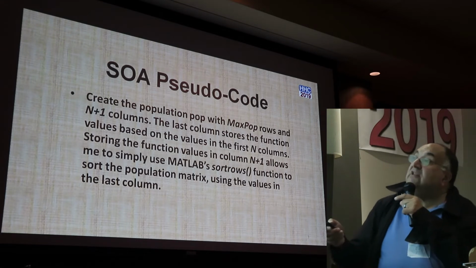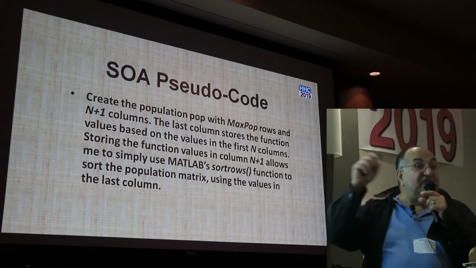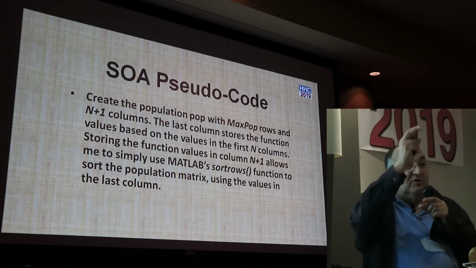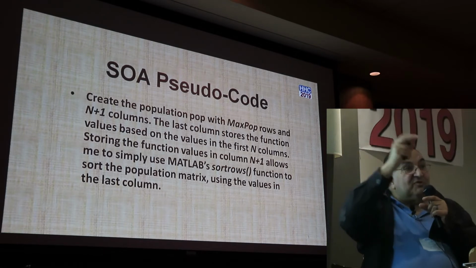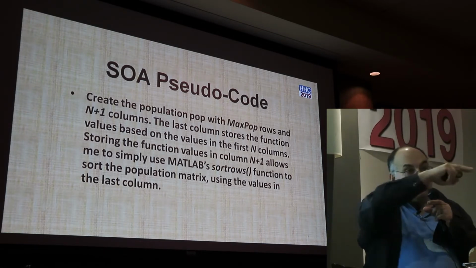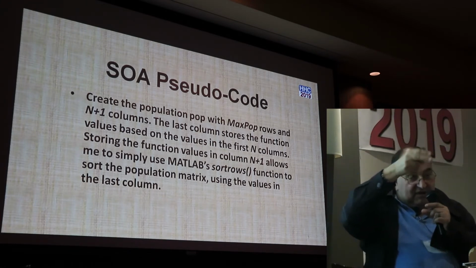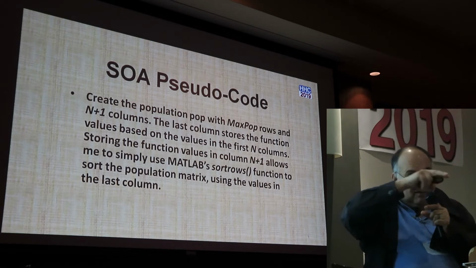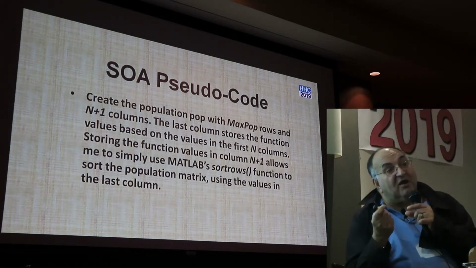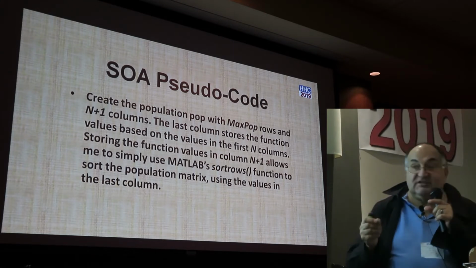And then we create a population pop with max pop rows, that's the number of pods, and n+1 columns. So the first n columns represent the n variables. Each row is a population member, and the columns are the values in that row. And then I store the function value in column n plus 1. So I have a slightly augmented matrix.